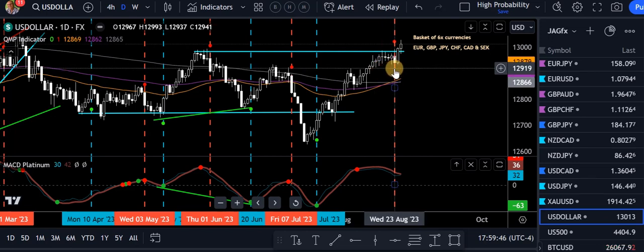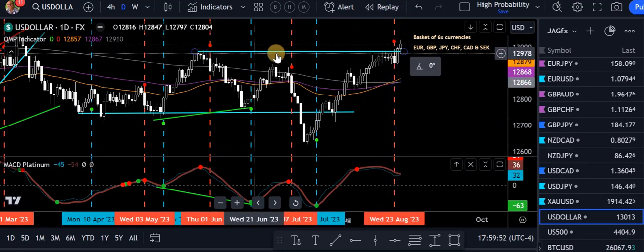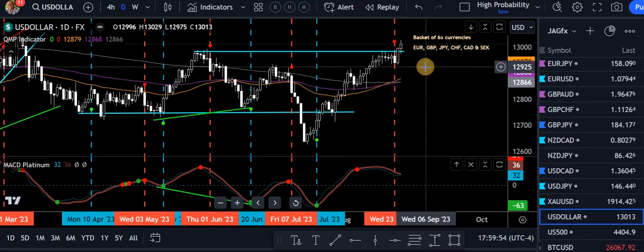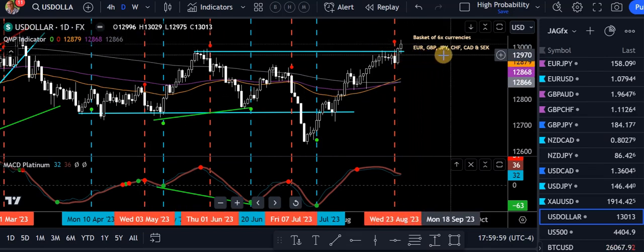We had the sell signal here, and straight away the next day, Thursday, bang, it's completely the opposite direction. And we broke this previous high here on Friday. So there's what this US dollar is up against. There's the 6 currencies.